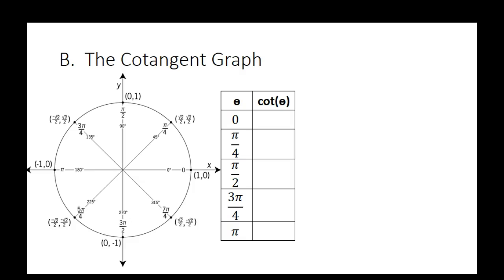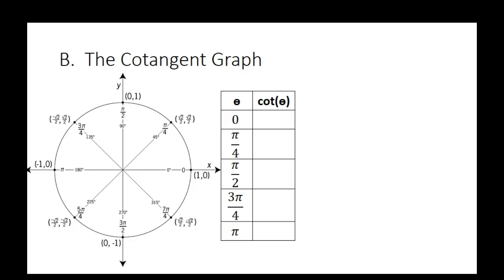To see a full cycle of cotangent, this would be a good set of angles to start with. What do you guys predict cotangent might turn out looking like? It's just going to be going the other way. Okay, it's the reciprocal of tangent.